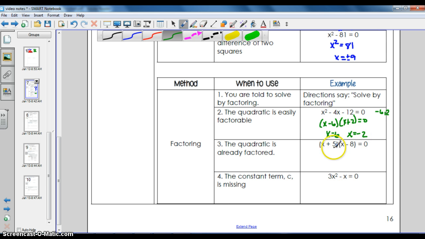Or when it's already factored for you, then you can just go ahead and put your parts equal to 0 and solve. So here is negative 5, add 8, x equals 8.